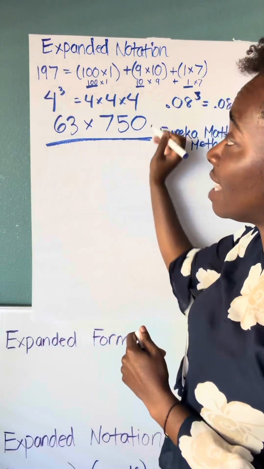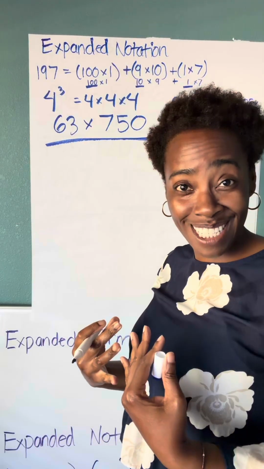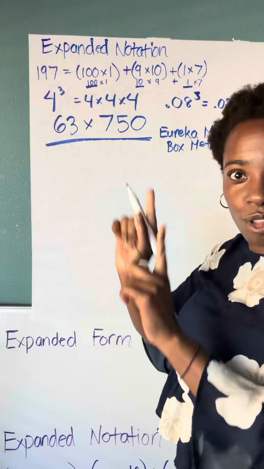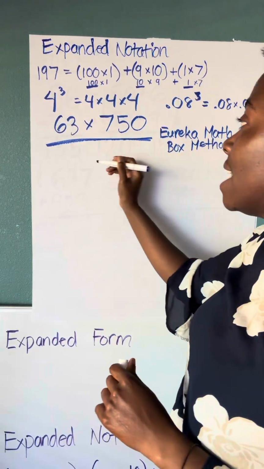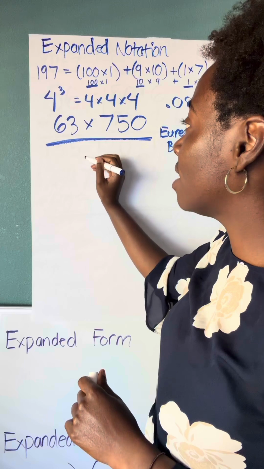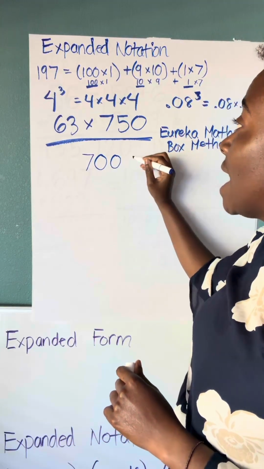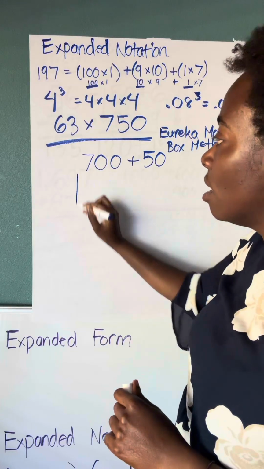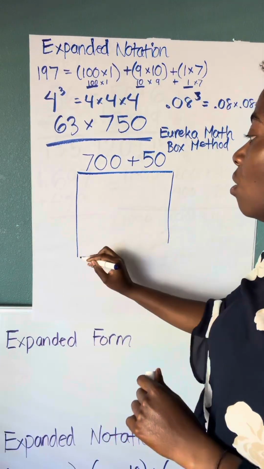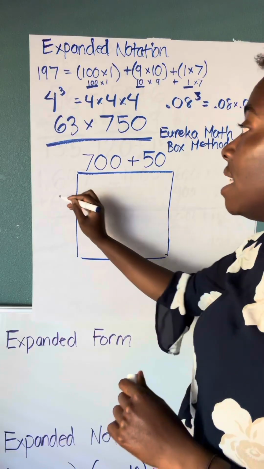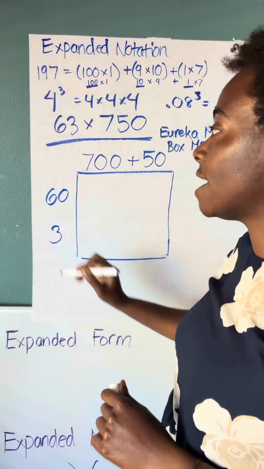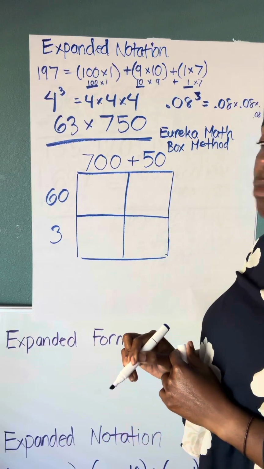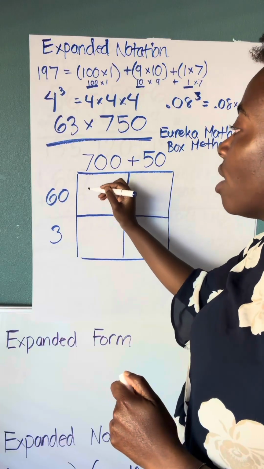How do we solve this? For those of us in our late 30s, 40s, we saw something that was like, you have to do this part and hold the zero and blah, blah, blah. There's a different method. You have to expand it first. I'm going to expand it: 700 plus 50, and then 60 plus 3. This is called the box method. There's plenty of videos on YouTube. You can check them out for more information.